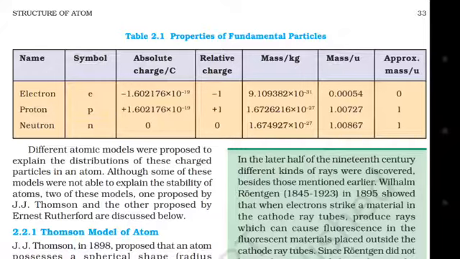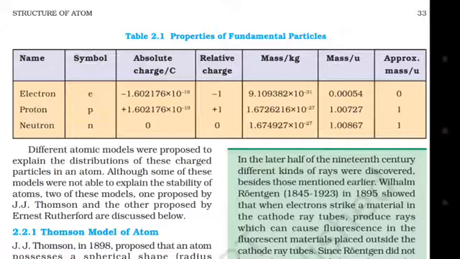For neutron, the absolute charge in coulomb is 0, the relative charge value is 0, mass in kg value is 1.674927 into 10 to the power minus 27, nearly equal to that of proton but a little bit different. And mass in u value is 1.00867, again nearly equal to proton, and its approx mass in u value is just same as proton, that is 1.